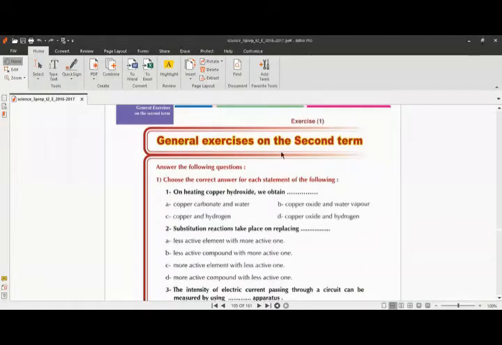Starting with the general exercises on the second term. The first question: choose the correct answer for each statement of the following.